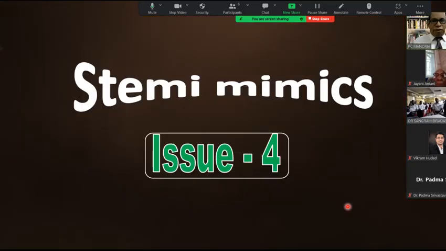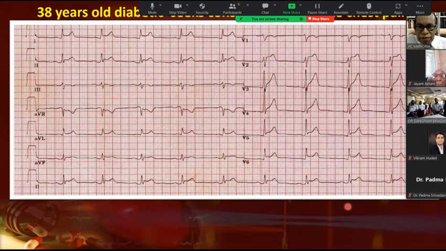And the last part of the topic is STEMI mimics, which again is very, very important. Time and again we see other conditions being referred to us as STEMI. Now this is an electrocardiogram from a patient who was referred to us for an angioplasty because of ST segment elevation. You can see ST segment elevation in multiple leads, but this ST segment elevation does not correspond to the distribution or the territory of any coronary artery. So that is the first suspicion, that this ST segment elevation is not due to acute myocardial infarction.